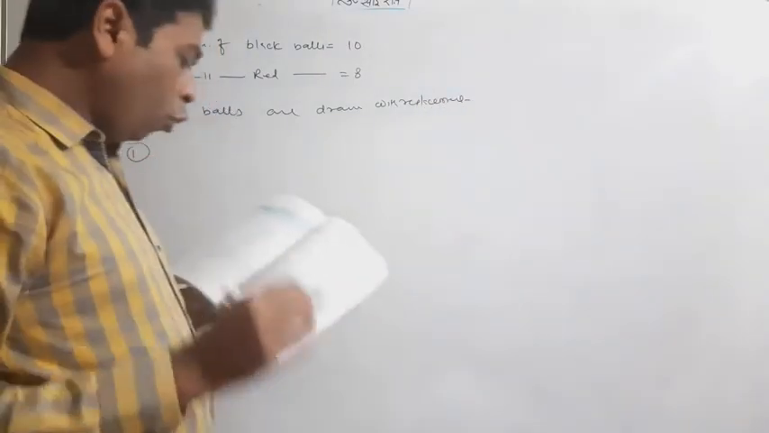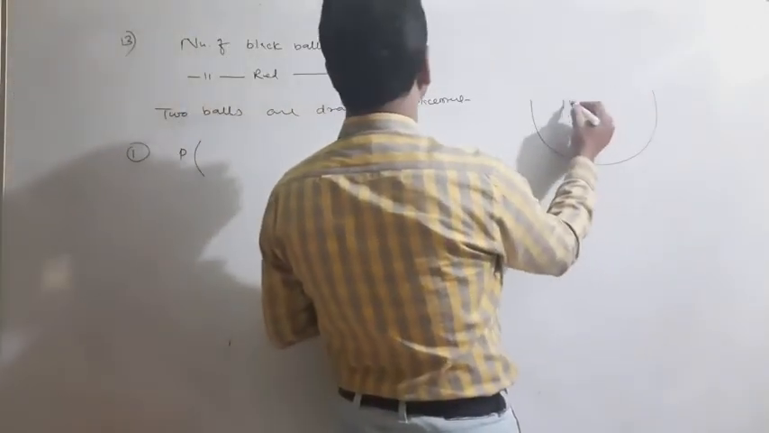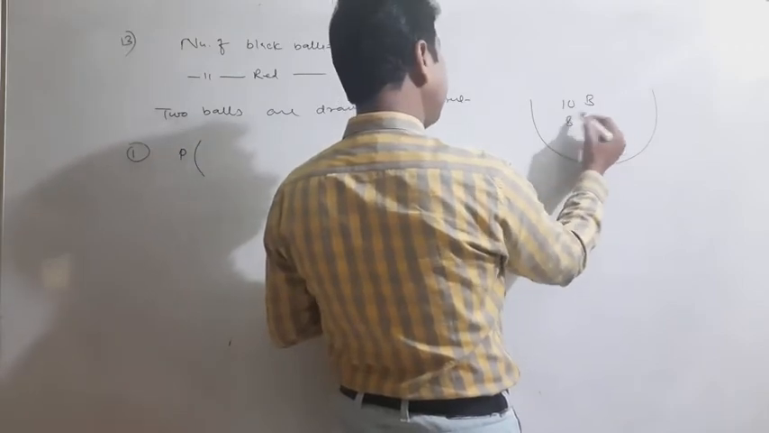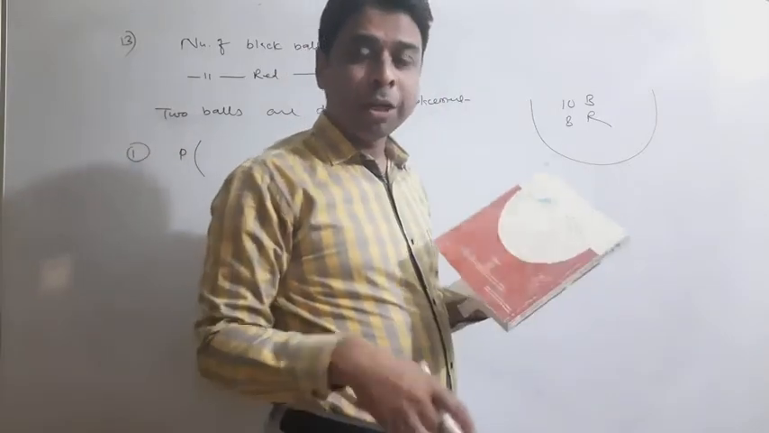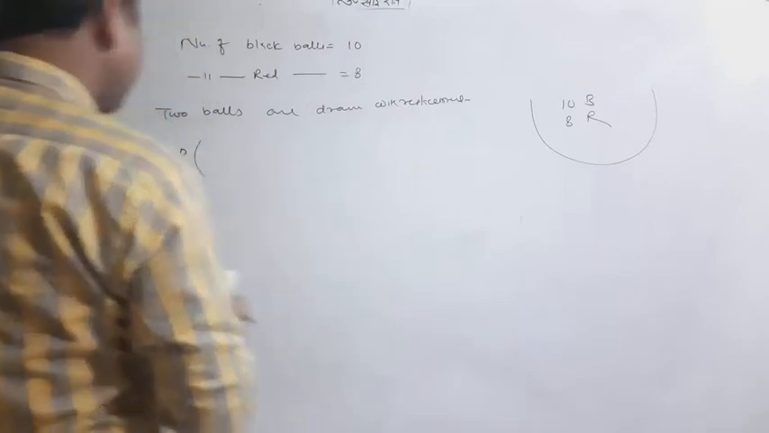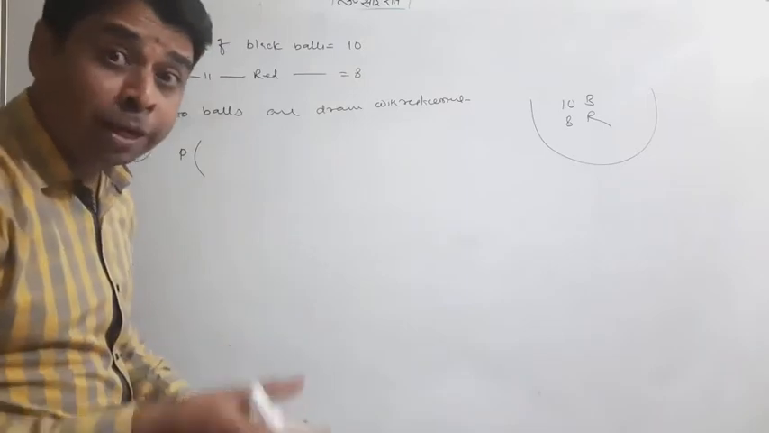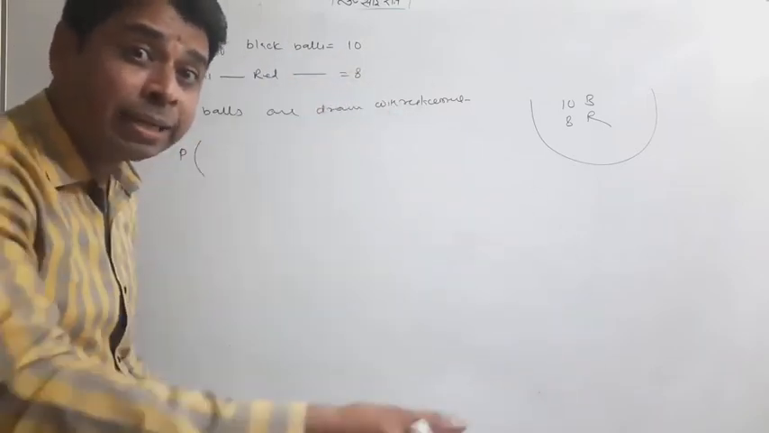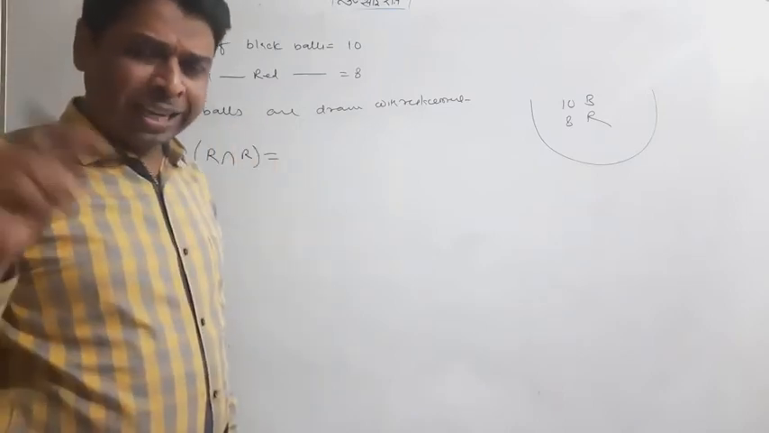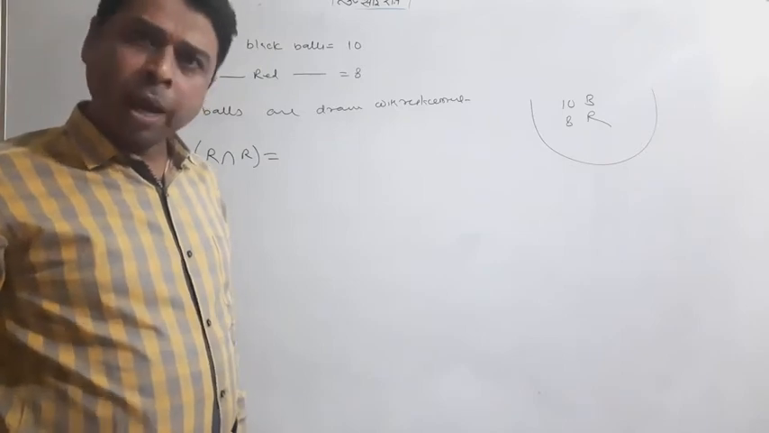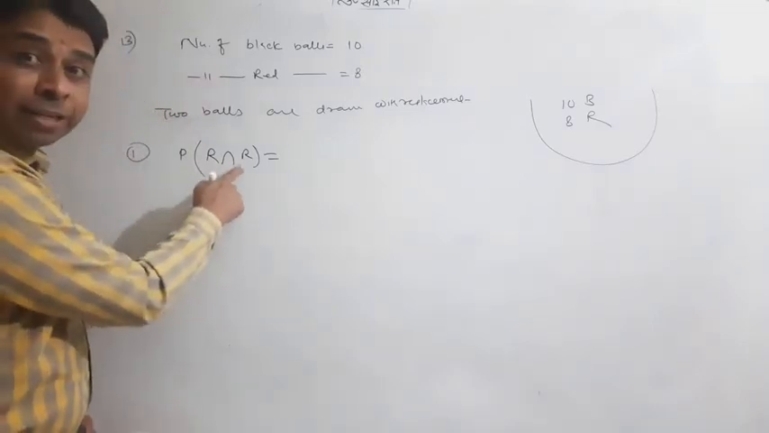The first question says both balls are red. What is the meaning of that? This is a box with 10 black balls and 8 red balls. Two balls are drawn one by one with replacement, so the events are independent. If we find both balls red, the first drawn is red and the second ball is red. In this question, I am not taking capital A and capital B as events. Capital R is a red ball, capital B is a black ball.